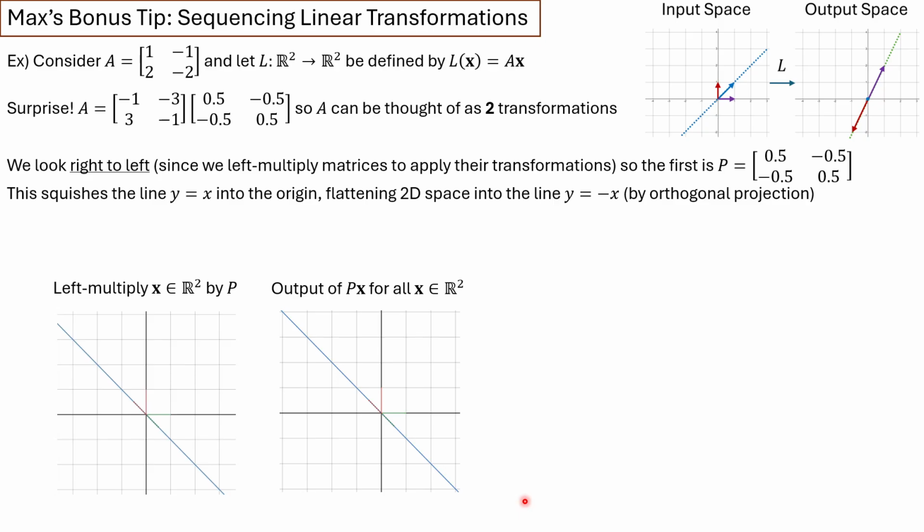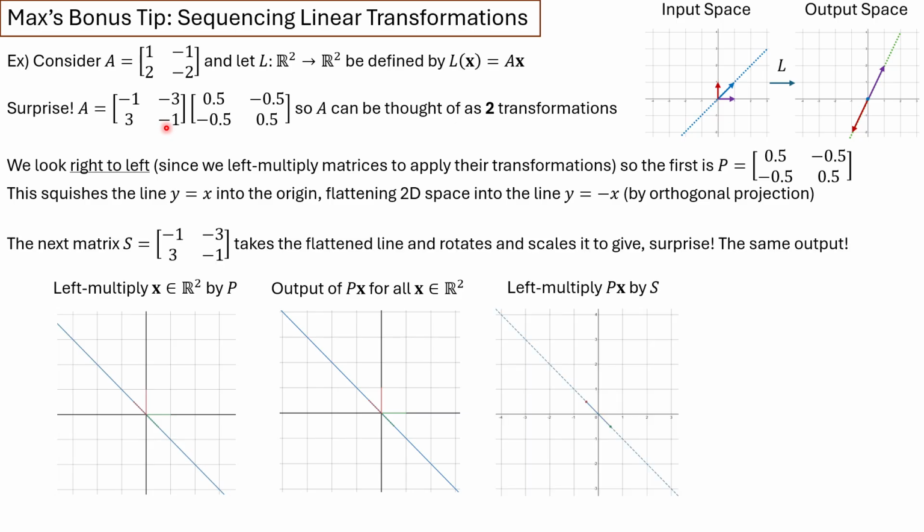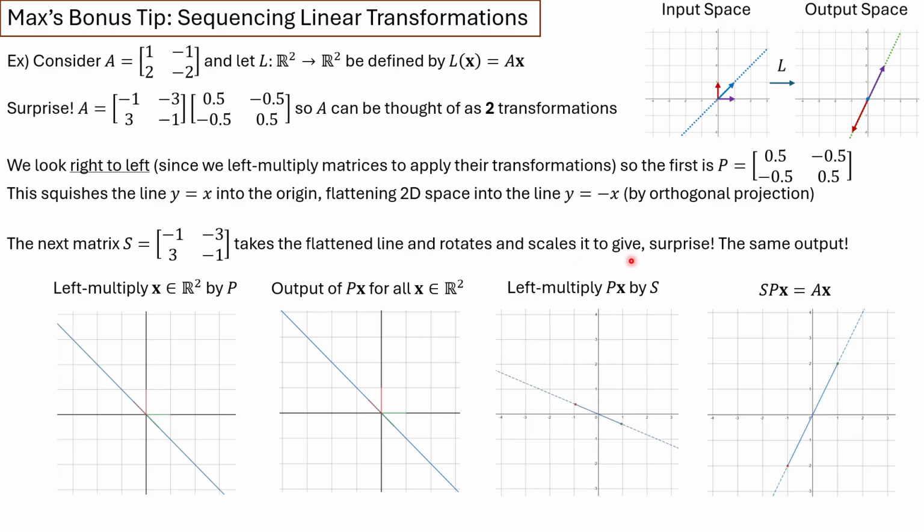All right, now that our world is just a flat line, we'll apply this second transformation, also linear because it's left multiplying by a matrix, right? That we'll call S. That one takes the flattened line and rotates and scales to give this same output as our output space. Okay, so you can decompose these into two different transformations that result in the true result.